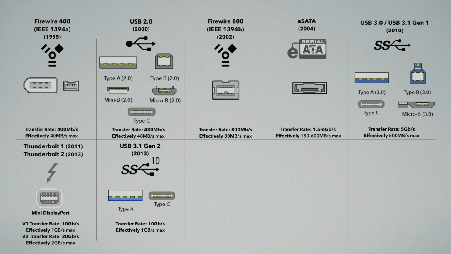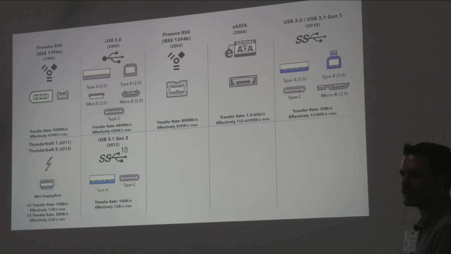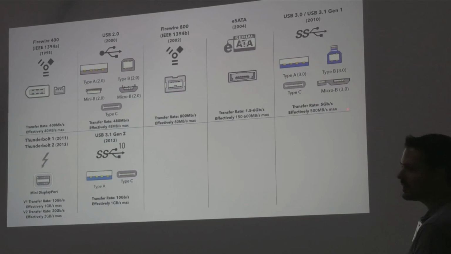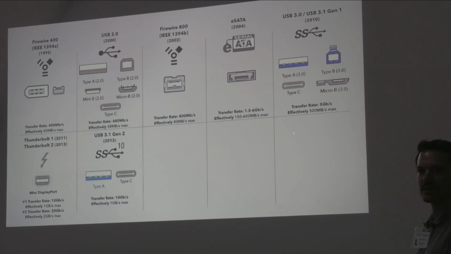So USB 3.1 Gen 1 or USB 3.0 will have these connectors, and it will give you 5 gigabits per second. Does that make sense to everybody?